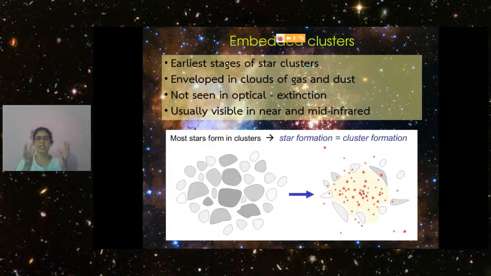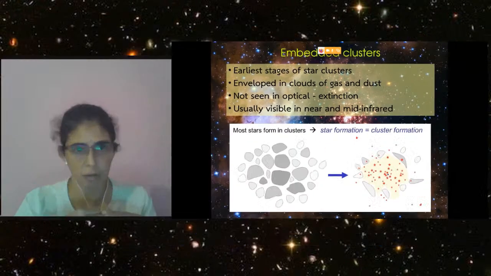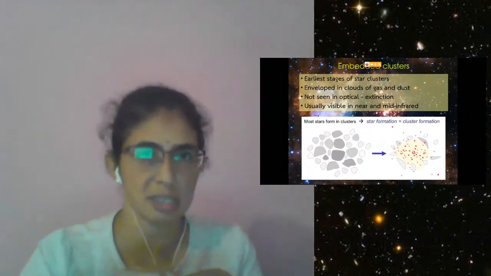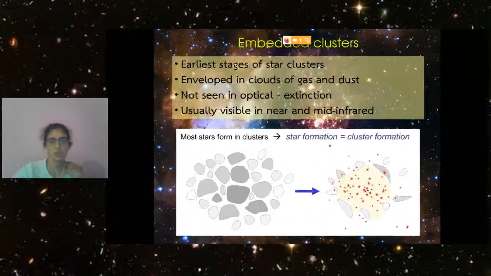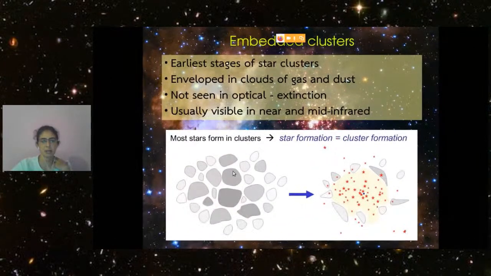Because there's a lot of gas and dust, you may not be able to see them in optical light, because the light gets absorbed by the cloud. So usually we see these clusters in infrared. So infrared is a good wavelength band in which to study them. As I said, you have these small clumps, cores, and then they form a cluster of stars. And we study these young embedded clusters.